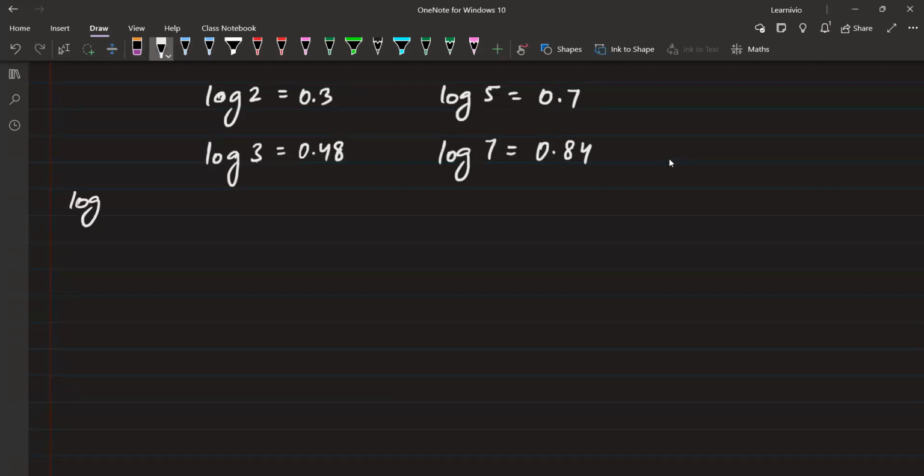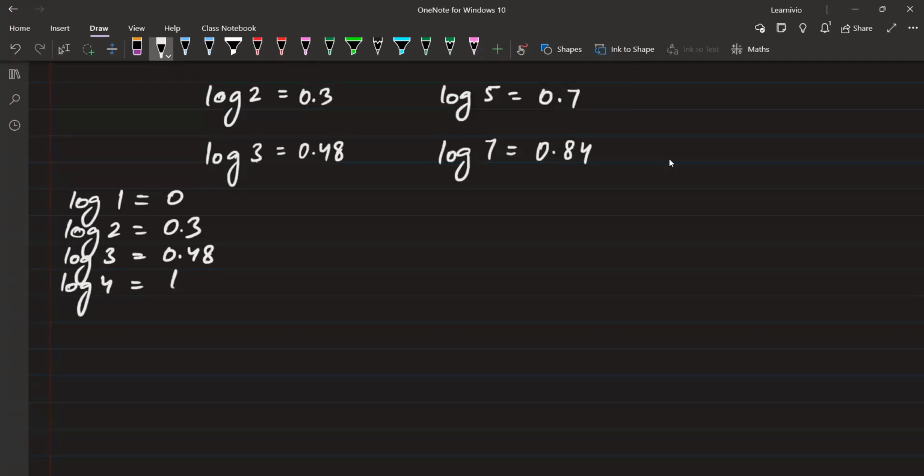चलिए. log 1 is equal to, tell me guys, log 1 is equal to how much? log 1 is equal to 0. log 2 is equal to how much? Don't write anything, please let me know. log 2 is equal to 0.3. log 3 is equal to 0.48. अच्छा. log 4 is equal to, बताइए कैसे करेंगे?